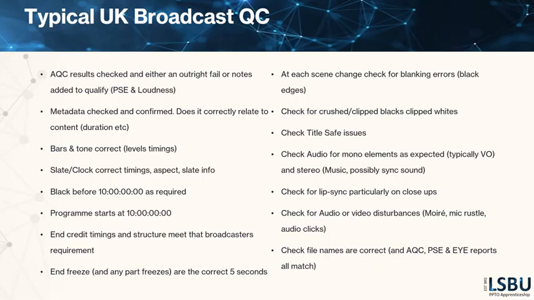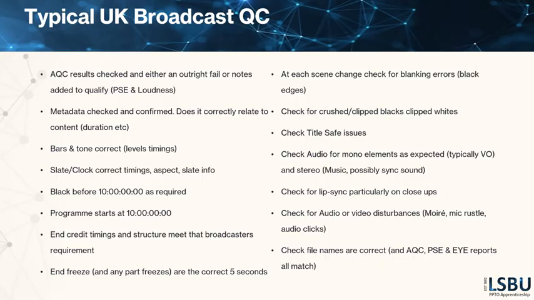We check audio for mono elements as expected. So, for instance, a lot of voiceovers are just recorded mono, and then they're added into a stereo mix with the music. We check our sync, lip sync, particularly on close-ups, but generally on everything that we do. We check for audio or video disturbances, things like moire, which we'll cover, mic rustle or any kind of audio clicks.